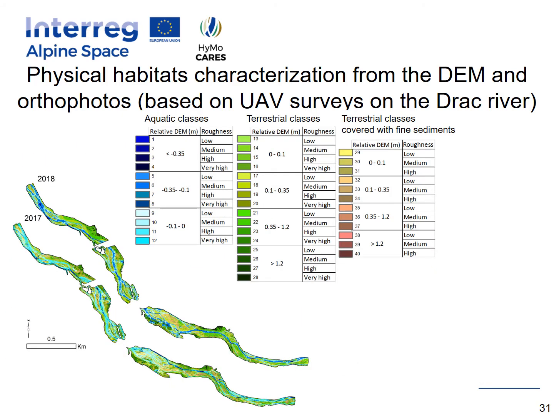This map illustrates the 40 types in 2017 and 2018, grouped by aquatic classes, terrestrial classes, and terrestrial classes covered with fine sediments. No data areas correspond to poor quality data produced by the photogrammetric process, which were not integrated into the multivariate analysis, or to lack of data due to non-overlapping flights during the UAV campaigns.